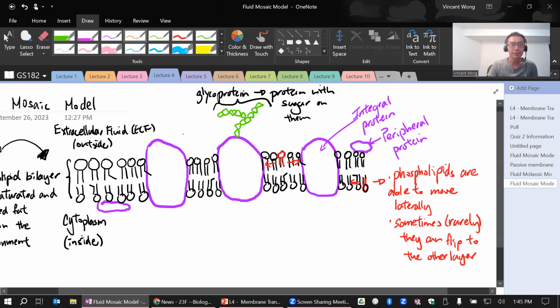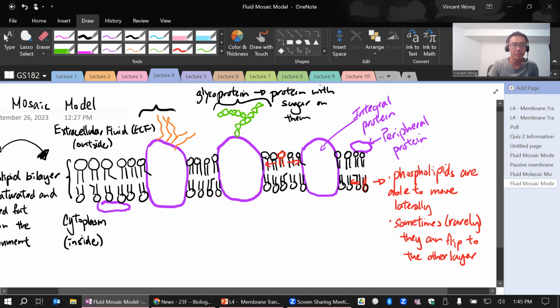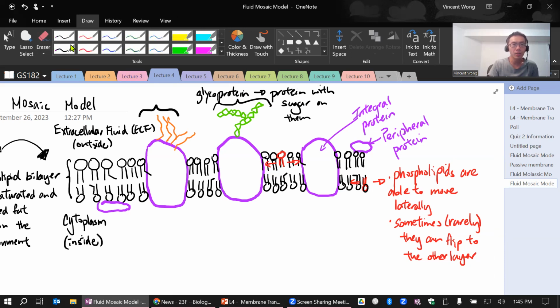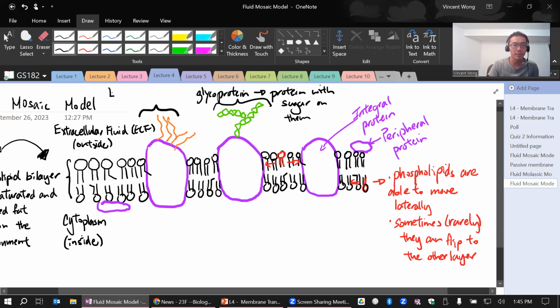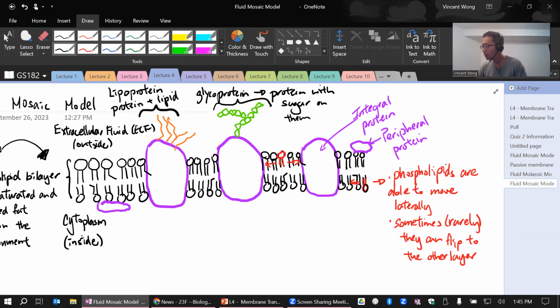Some of them, instead of sugar, have lipids on them. That will make them lipoproteins. Protein plus lipid. Again, I'll tell you what they do in a bit.